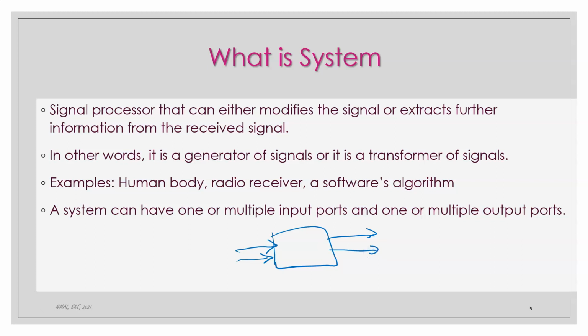So this system here can be the generator of signals. It means using the input signal, it can generate a new signal, or it can transform an input signal. So it can be a generator of signals or a transformer of signals. So for example, a human body. We are also a system.